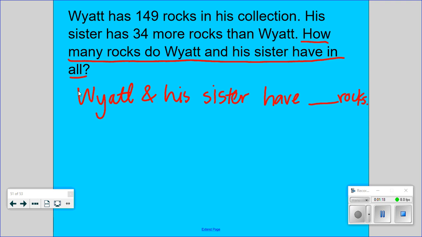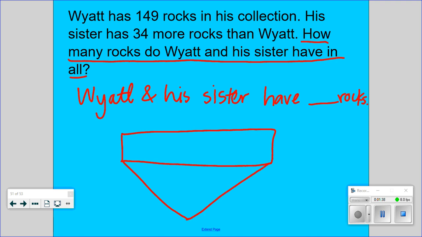What is the next thing that I need to do? Miranda, what's next? Some kind of bar model. I need some kind of bar model happening. Annabella, what does that W stand for? It stands for the whole, aka the total.